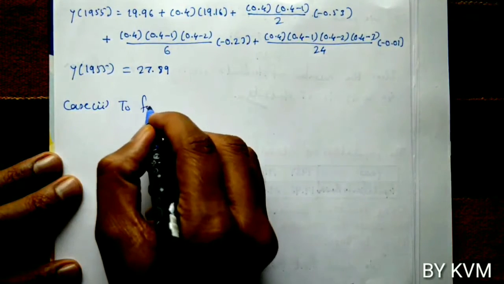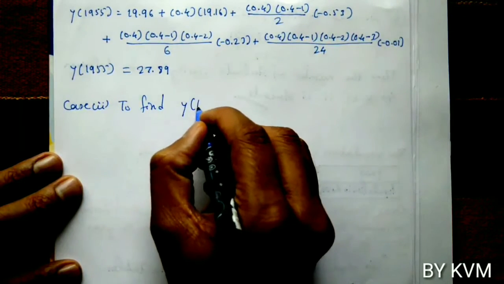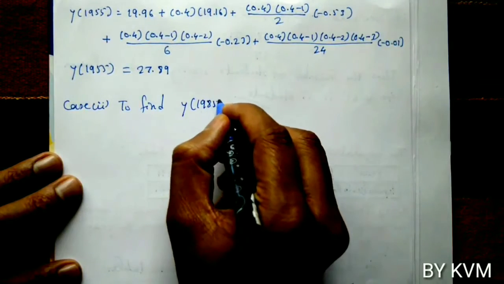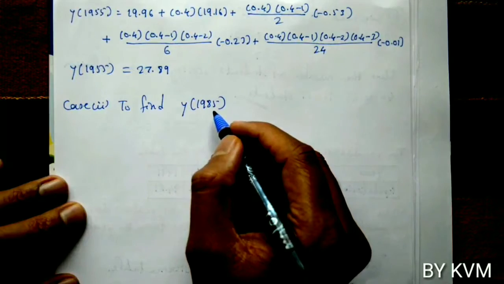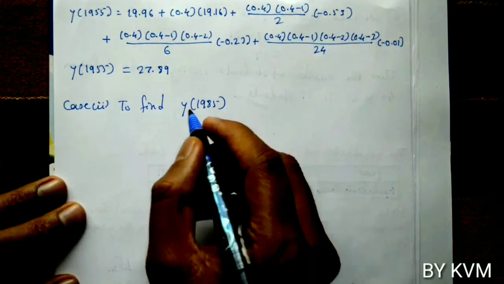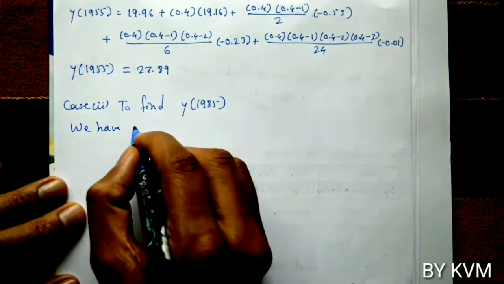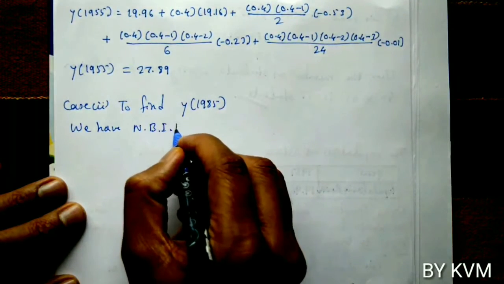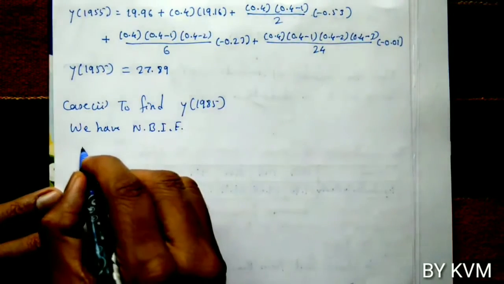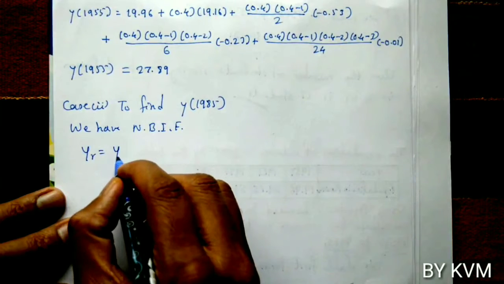So you have to calculate the value accurately. So y of 1955 means the population in the year 1955 is 27.89 thousands. So now case 2, to find y of 1985. Y of 1985 means we have to find the population in the year 1985. So 1985 is closer to the last value of x. So use Newton's backward interpolation formula.